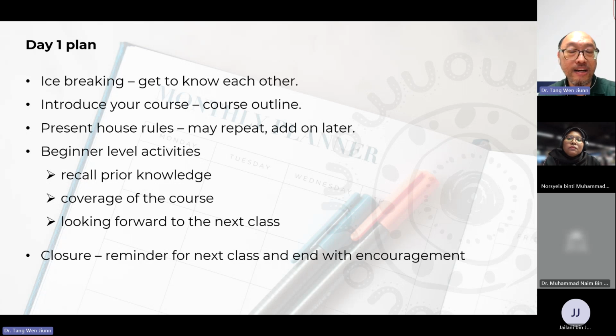Then of course, this one here, the closure. After the first day, you give them a reminder for the next class, what they should do next. Because normally after the first day, they're still very, very new. You might want to remind them, especially now we're using Kamu, or you have an alternative for that. You have to let them know, okay, from here, you read this, you download this, you read this, then we see you next class.